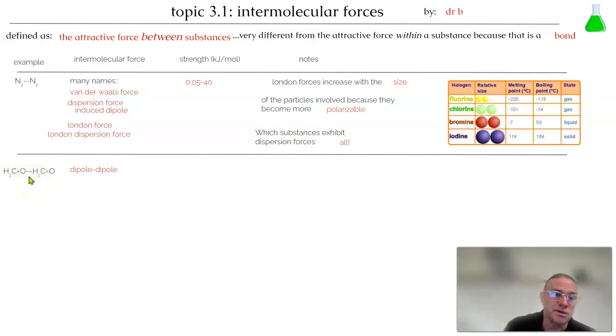Oxygen's right next door, so the electrons will spend the majority of their time in the C to O double bond on the oxygen side. So it's partially negative here, partially positive here. And therefore we have a minus to plus attraction between these two molecules of formaldehyde. This is a dipole-dipole intermolecular force. It also looks relatively weak, and they increase with the electronegativity differences.